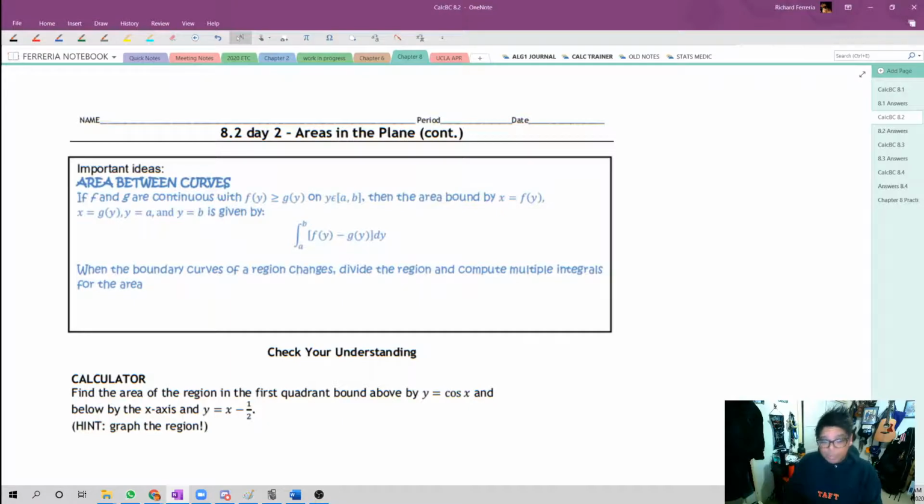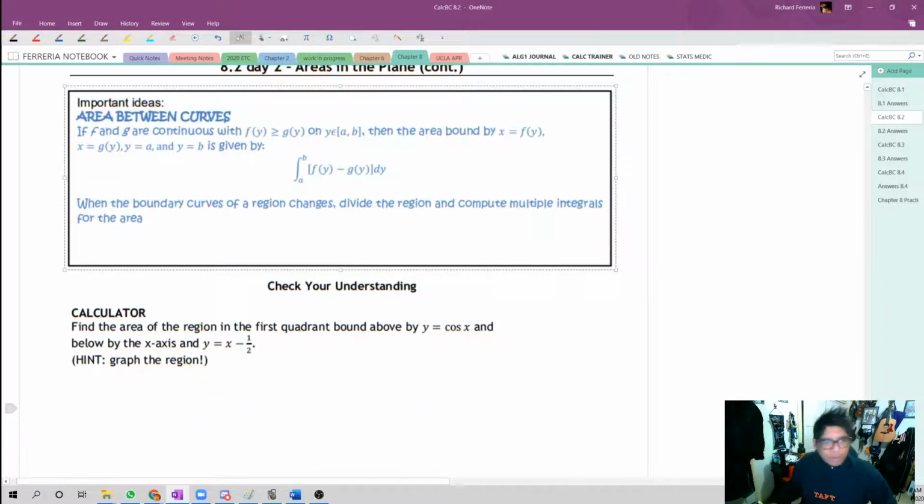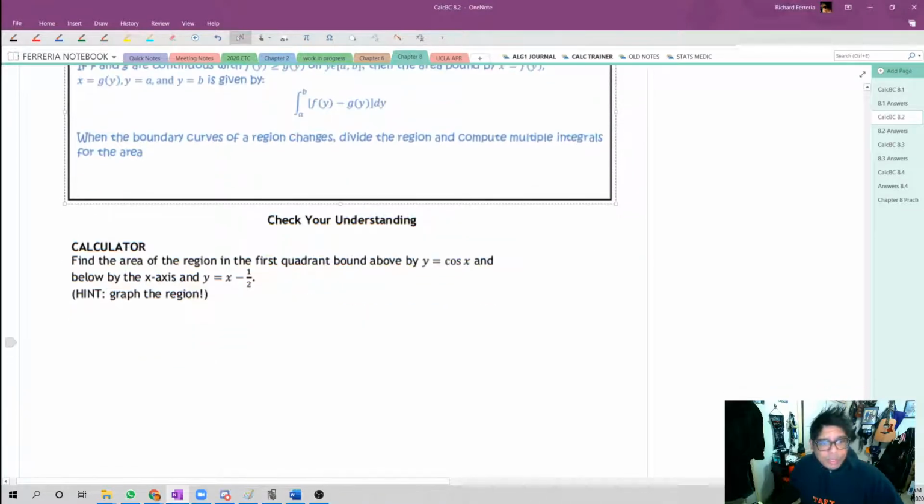For our check your understanding, we're going to find the area of the region in the first quadrant bound by y equals cosine and below by the x-axis and also by y equals x minus 1/2. So we're in the first quadrant only, and we're bound by the x-axis.